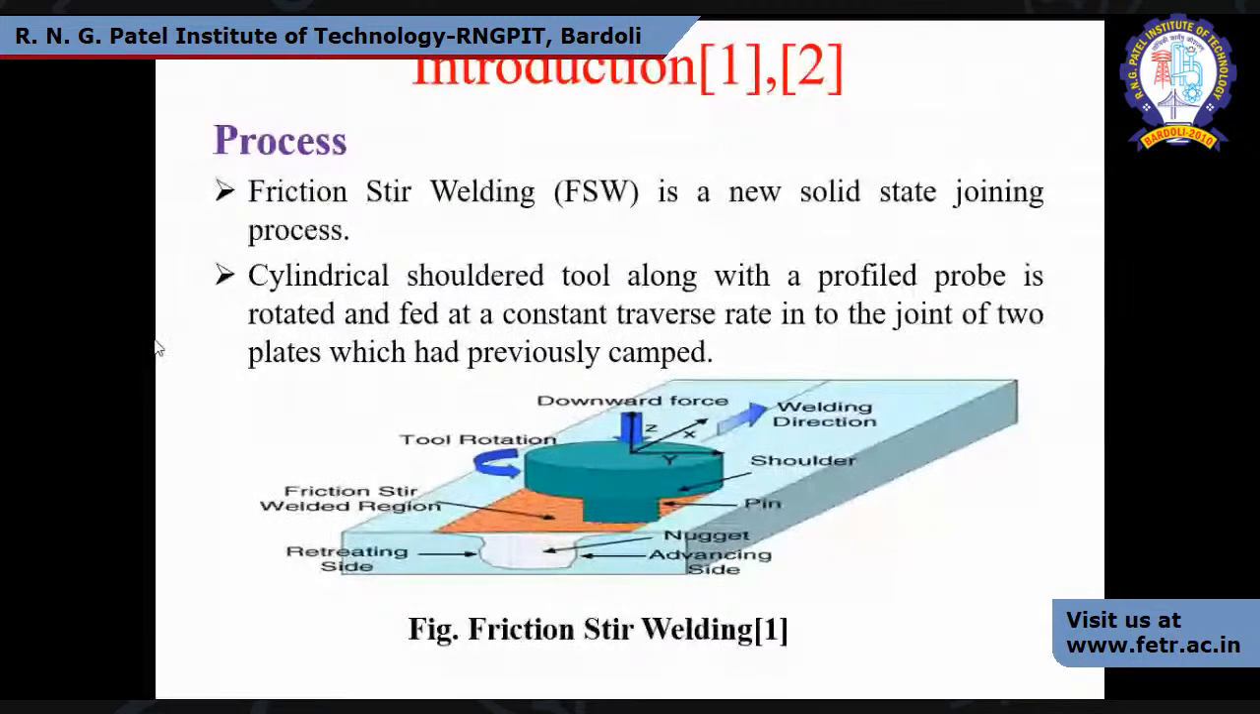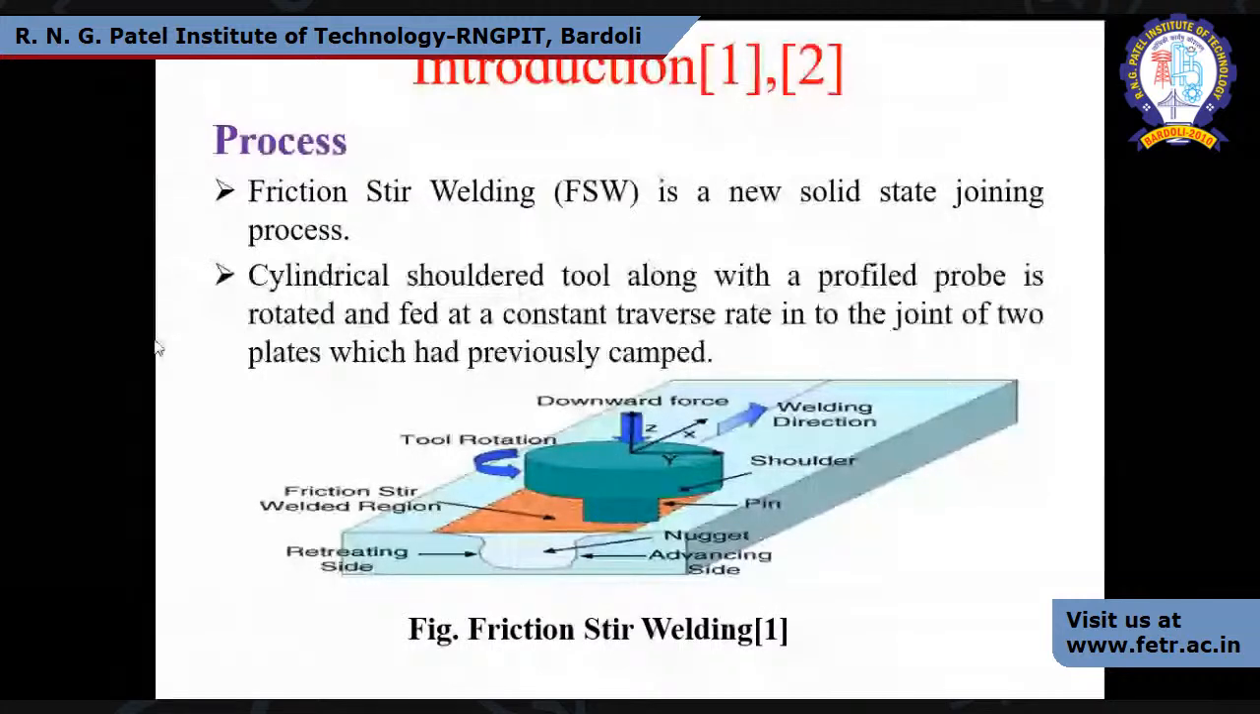So how can we define the FSW process? A cylindrical shouldered tool along with a profiled probe is rotated and fed at a constant transverse rate into the joint of two plates which have been previously clamped. For that we need to design a tool, a workpiece, and a clamping device. This process can be done on a lathe machine as well as a milling machine. Since it is a square plate, a milling machine or VMC machine is better compared to the lathe machine for this particular experiment, right?